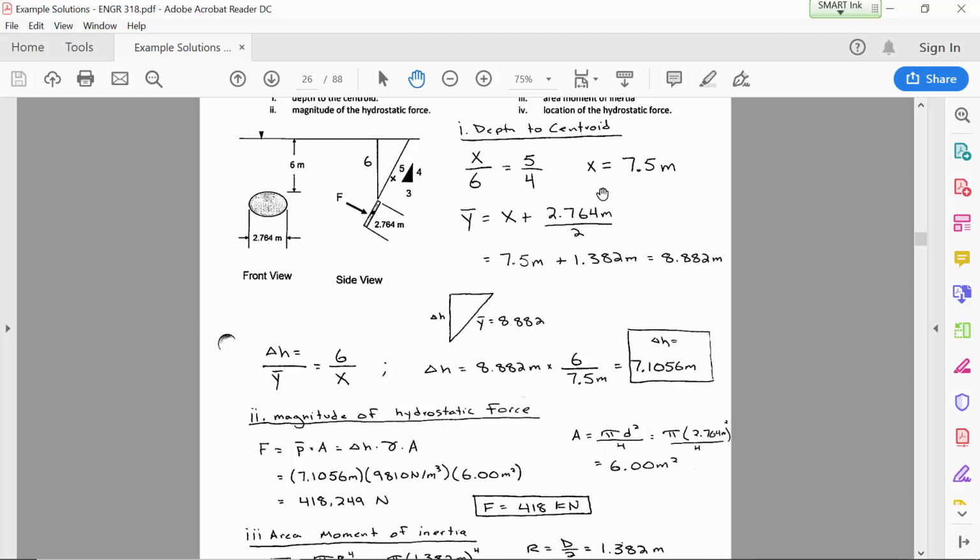So the similar triangles relationship that I was using is that the hypotenuse of this triangle, the x, the unknown inclined distance to the edge, is to 6, as the vertical component 4 goes along with 6 in this triangle, and then the hypotenuse component 5 goes to x. So through that I got the inclined distance to the water surface and the edge is 7.5, and then I just added half of the diameter to that to get the y bar.